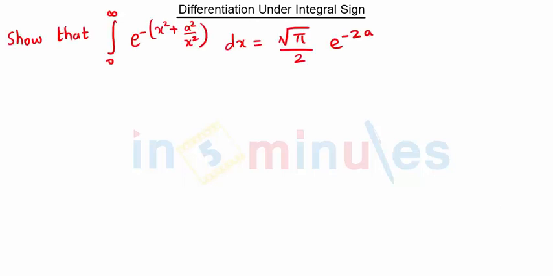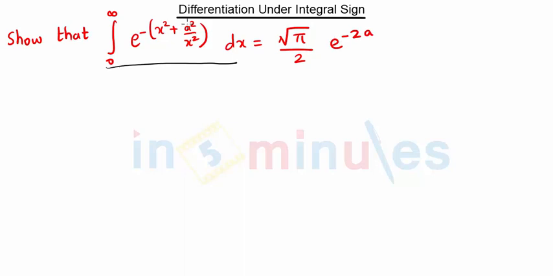In this video we are going to see the next problem on differentiation under integral sign. So this is our question. Show that this integration is equal to root pi by 2 e raised to minus 2a. So we have to solve this integration, but we will solve this integration by using DUIS.